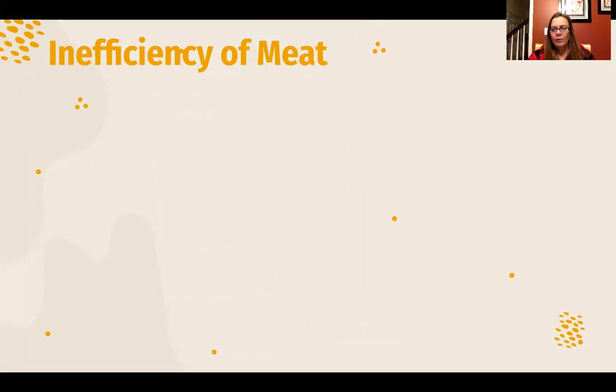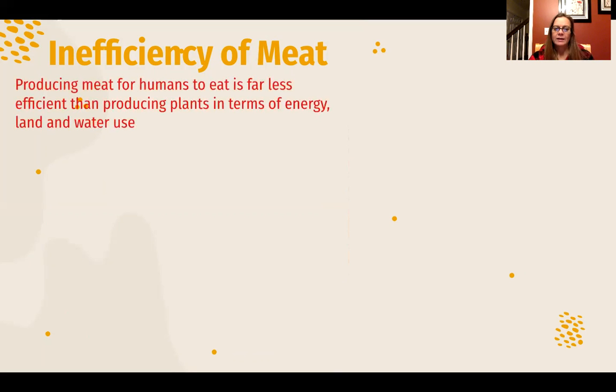So even when meat is sustainably harvested, when we have rotational grazing, when we are steering clear of those CAFOs, meat is still a very inefficient way to feed humans. It's far less efficient than producing plants in terms of energy use, land use, and water use.